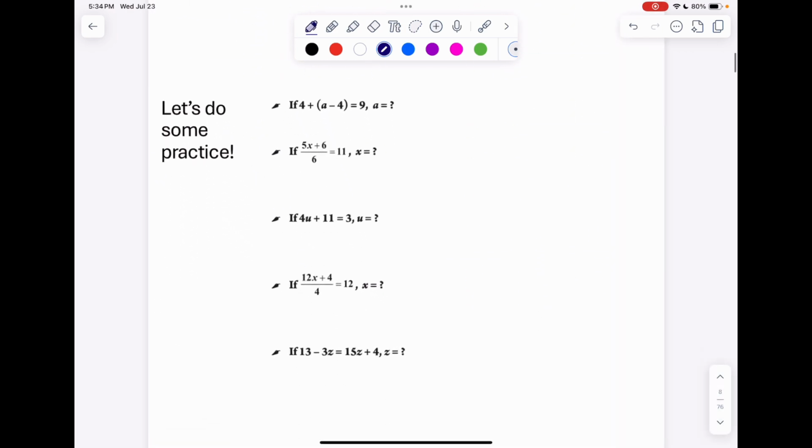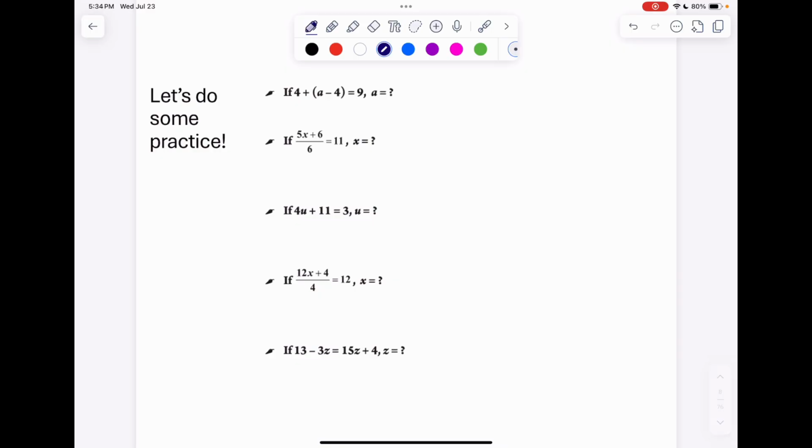So let's do some practice. I will use Desmos for a few of these just to show you how it's done, but for the most part, we'll be solving these algebraically to get a little practice.